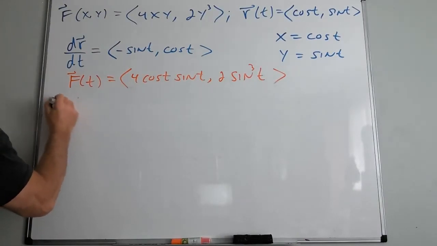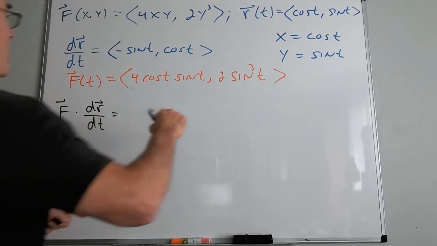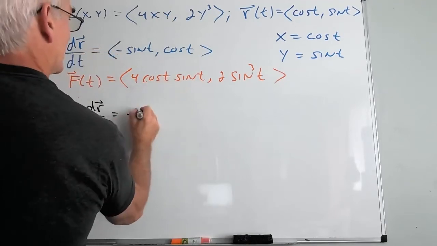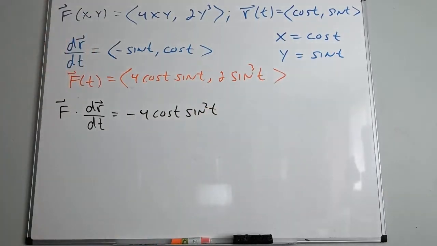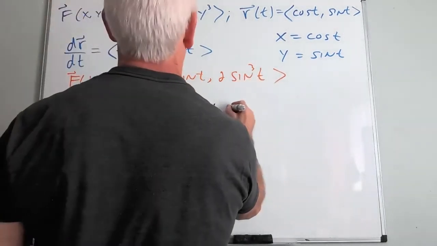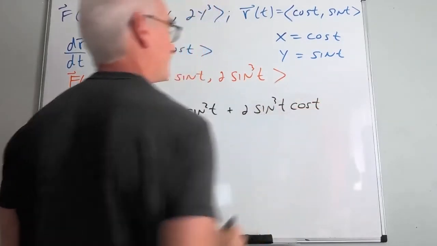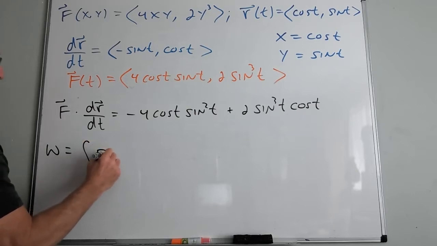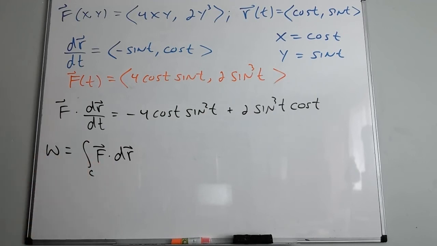Now F dotted with dr/dt will simply be the dot product of these two things. So this would be negative 4 cos t sine squared t plus 2 sine cubed t cos t. Now the integral, I'm actually just going to say it: work equals the integral of F dot dr, that's the generic way of saying it, over the path C.